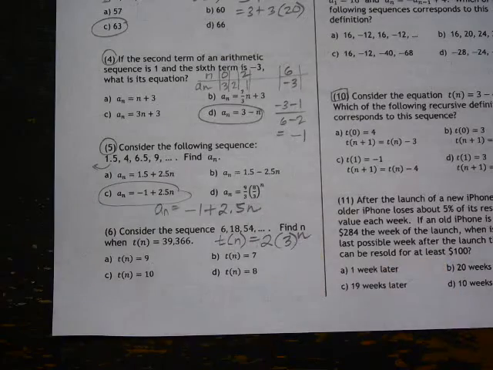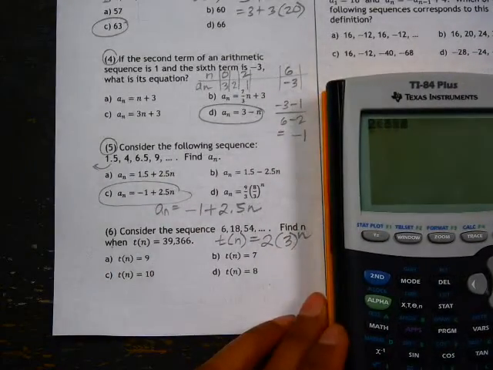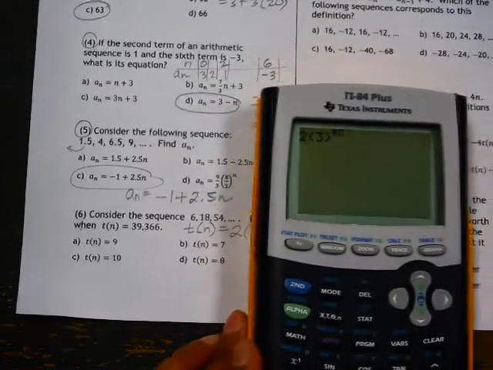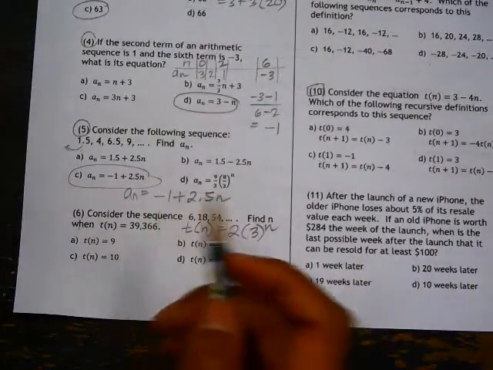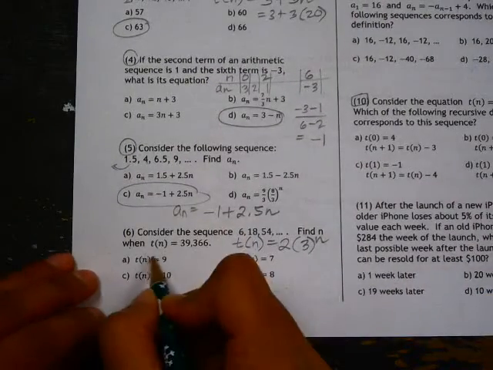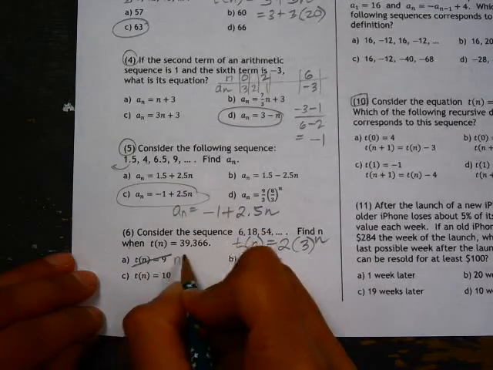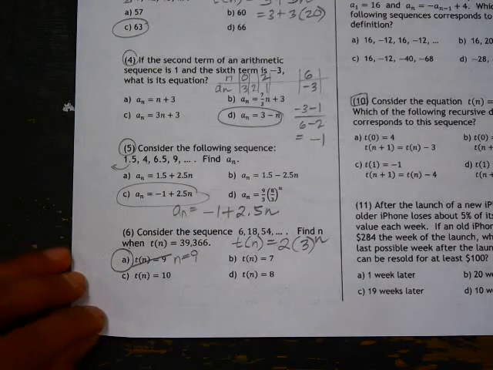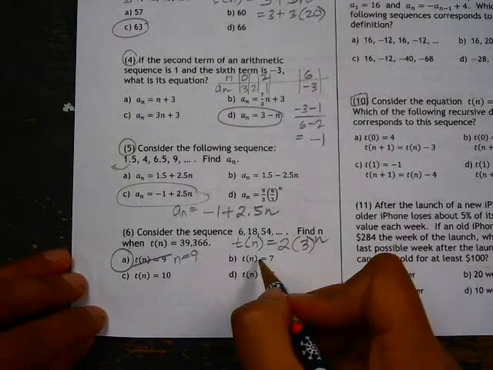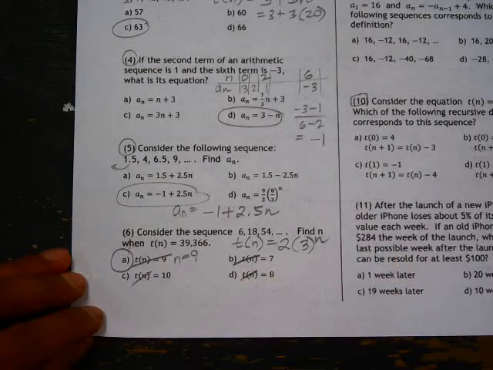When N equals 9, 2 times 3 to the 9th power, you get an answer of 39,366. So here this should say N equals 9. And all of these should also say N equals these numbers.